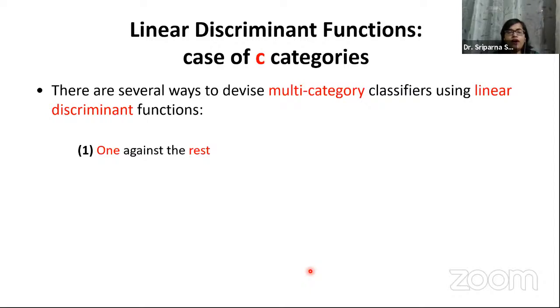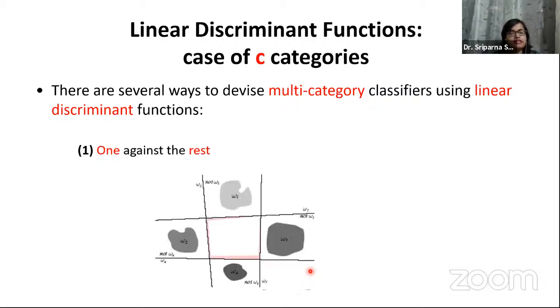One is one against the rest. That is, one particular class you are considering and all the others will be not of that. Just suppose we are considering the W1 case. So W1 means not of W2. Now if we are considering this particular region, that will be not of W1. Then other regions will be what? Not of W1. If you are considering this particular region, that is W2, other regions will be not of W2.